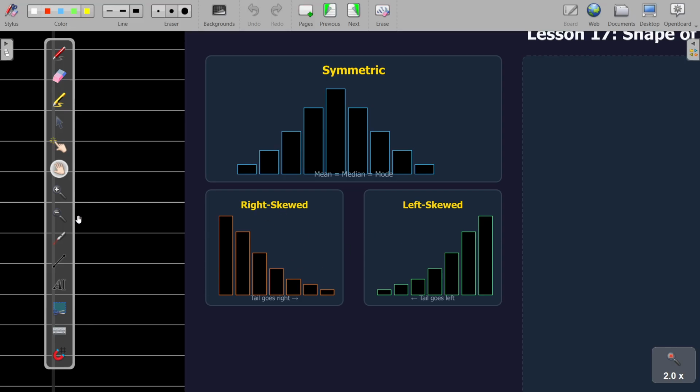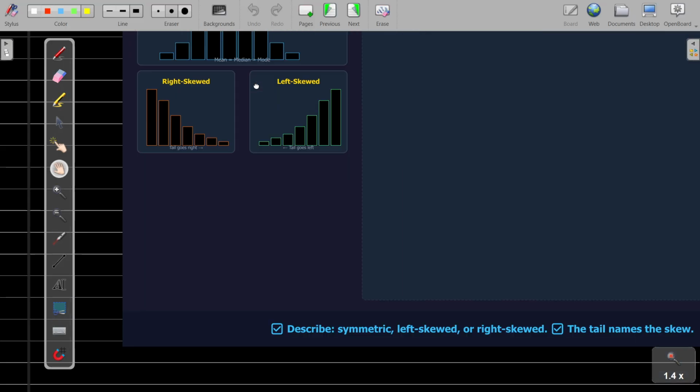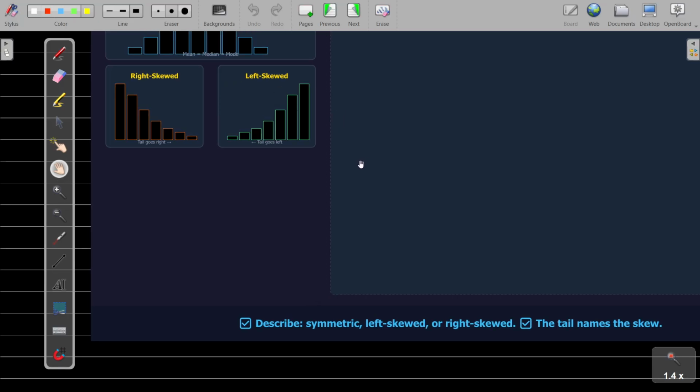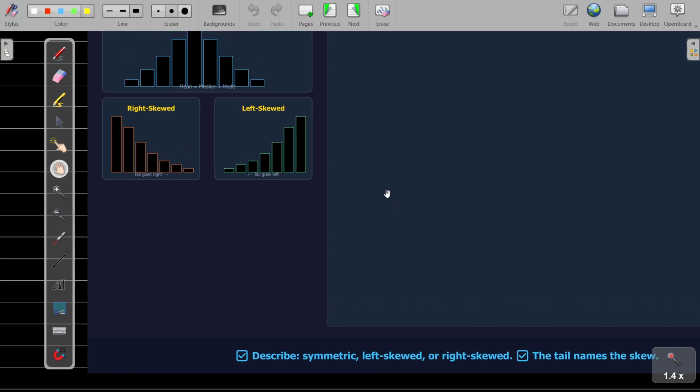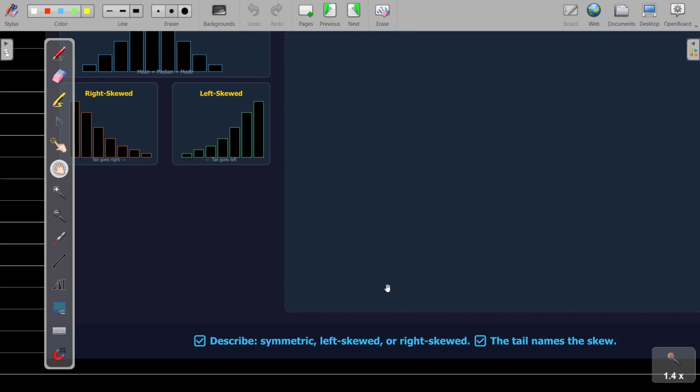So, to repeat all of today's habits, we have to name a skew. Always look at where the tail points. It either goes right or goes left, not the peak itself. And when given a real world scenario, you want to ask yourself, what does the graph look like in your head? The tail names the skew. Describe it as either symmetrical, left skewed, or right skewed.